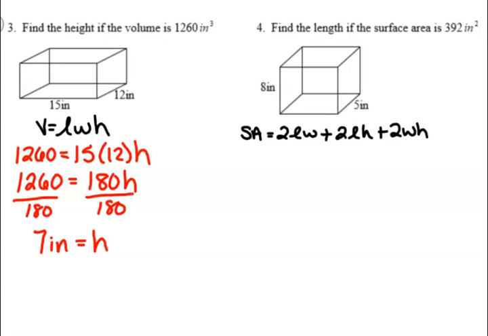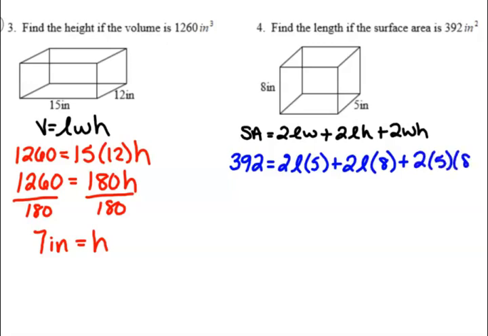They told me the surface area was 392. 2 length is missing, width is 5. 2 length is missing, height is 8. 2 times 5 times 8. So just like I did on the last question, I'm going to go through and do all of the multiplying that I can do. So I can do 2 times 5, and now this is 10L. 2 times 8 is 16L. And 2 times 5 times 8 is 80.